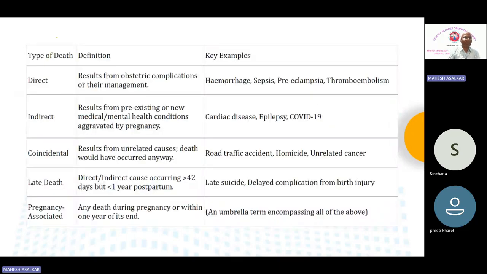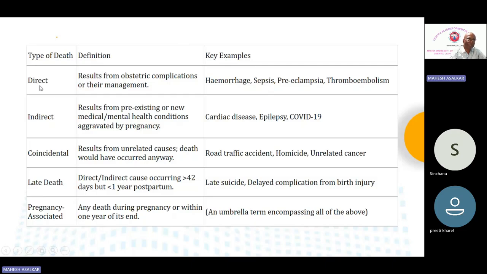Here, many questions are asked. So what are the different types of maternal deaths? They will give you a scenario: the patient has delivered at such and such week, she is so many days post delivery, and this is the cause of death. How will you classify the death? You should know the different types of death and then classify accordingly. Basically, there is a broad classification into direct death and indirect death. Apart from that, there is coincidental death and there is late death. We are going to see all of this now.